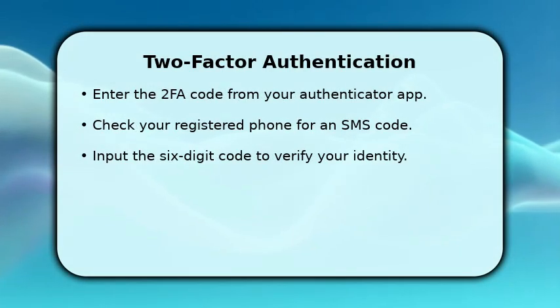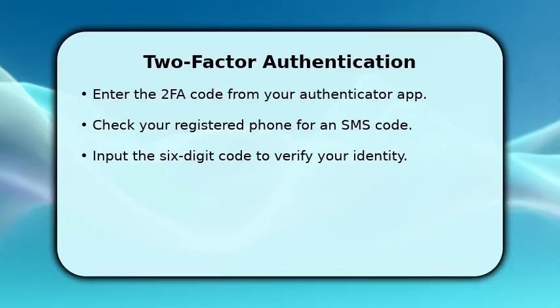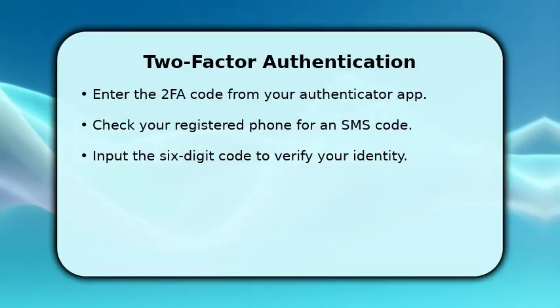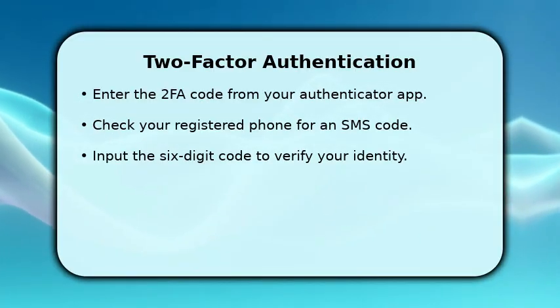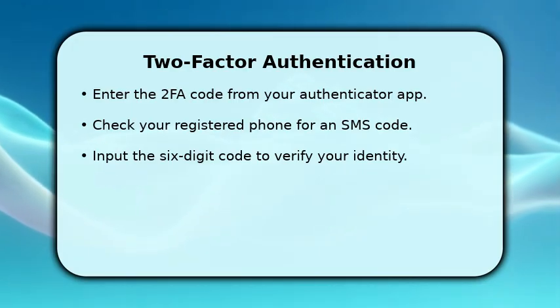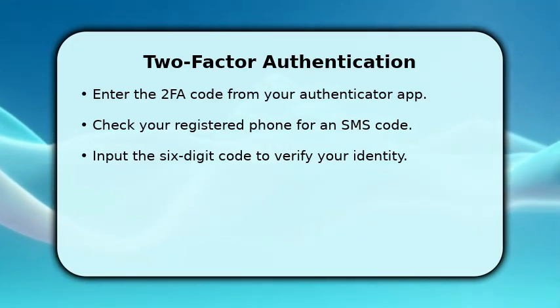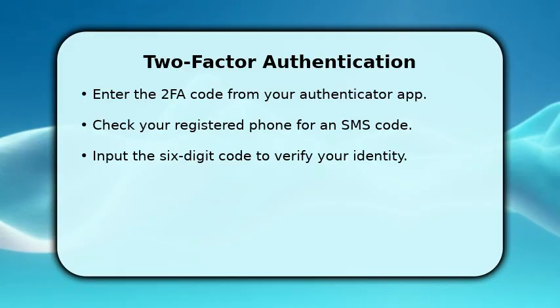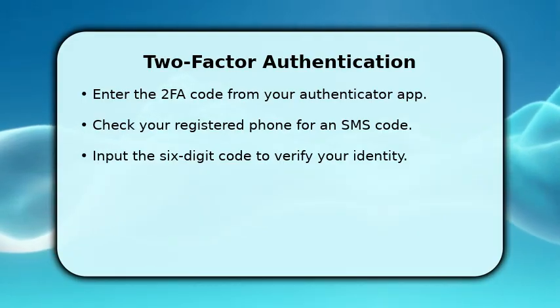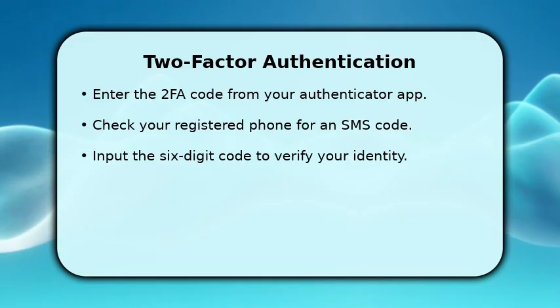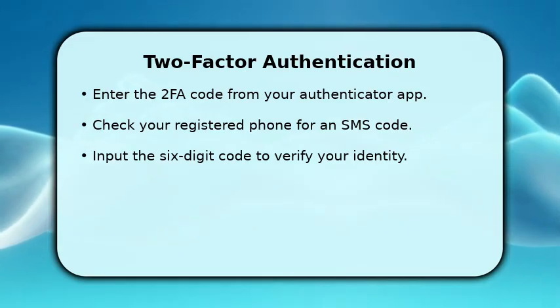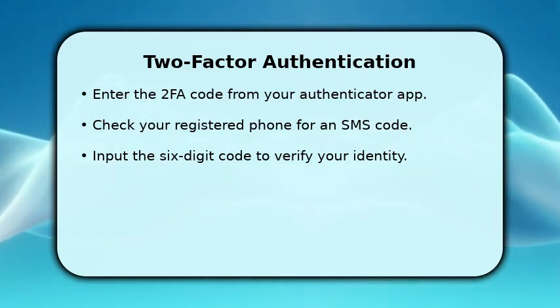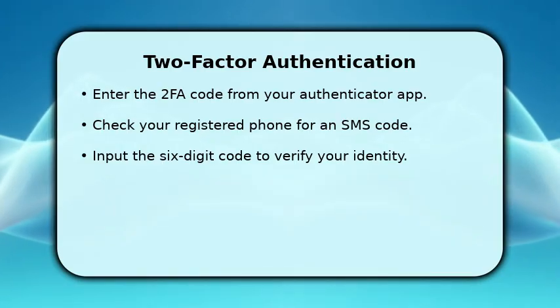After entering your email and password, Coinbase often requires a second layer of security, two-factor authentication. This usually involves an authenticator app, like Google Authenticator, or a text message to your registered phone number. Open your Authenticator app to retrieve the current 6-digit code, or check your SMS messages for the code sent by Coinbase. Enter this code into the designated field to complete the verification process and securely log in.